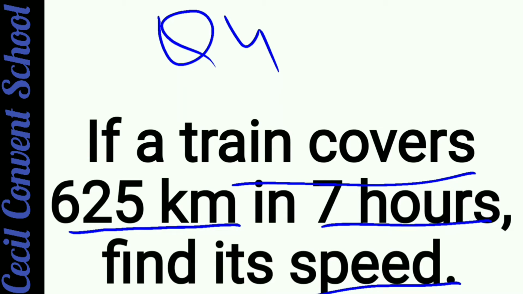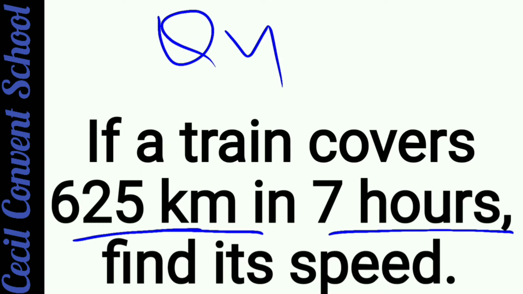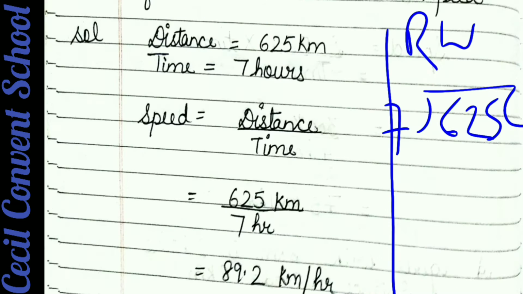First, question 4 is, if a train covers 625 km in 7 hours, find its speed. As you all know, kilometer is a unit of distance, so 625 is the distance given. 7 hours is a unit of time, so time is 7 hours, and you have to find the speed. So the speed formula is distance upon time. Clear? So let's start question number 4.